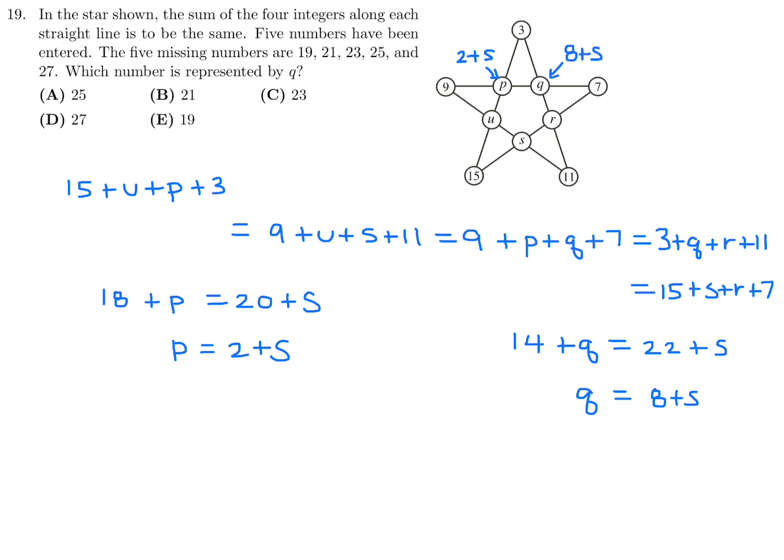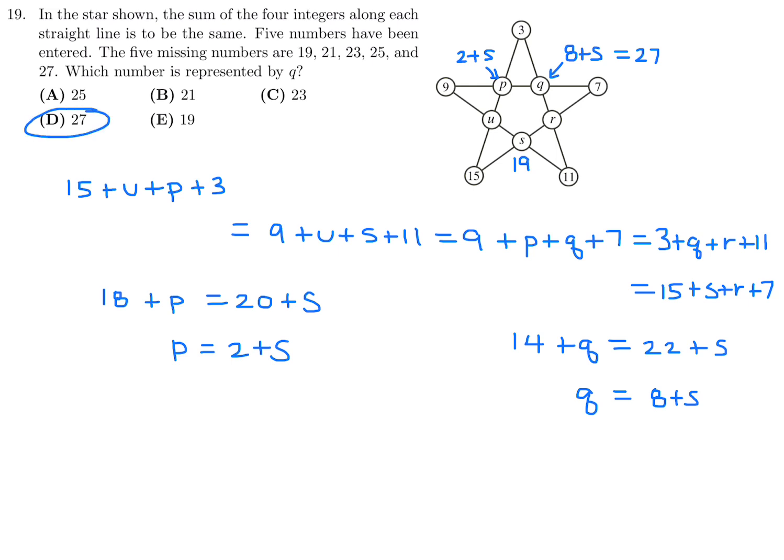Okay, I got it. So if you look at the fact that the numbers are just 19, 21, 23, 25, 27, q is equal to 8 plus s. The only way that is possible with these 5 numbers is if s was 19, and since q is 8 plus s, 8 plus 19 is 27. That's the only way. So that means question number 19 is 27, and therefore that's choice D.